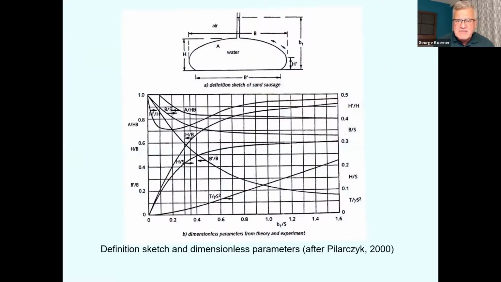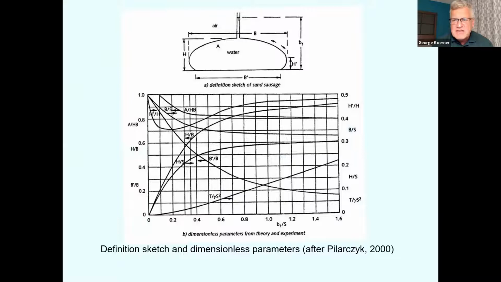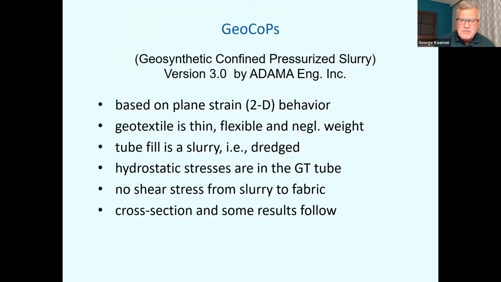He has developed these nomographs, and Plarchik has made it into a nomographs. These are rarely used anymore, but they were the beginnings of tubes. What's used now are computer programs. The ones from the Lechinskys I really admire. It's GeoCops. It's based on a plane strain 2D behavior of these tubes.